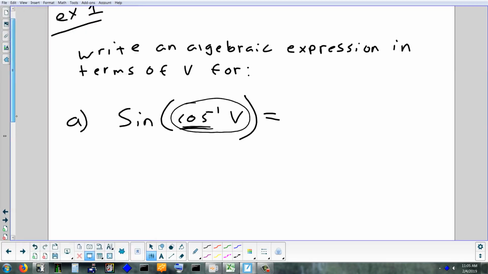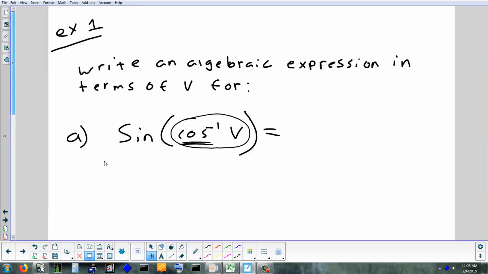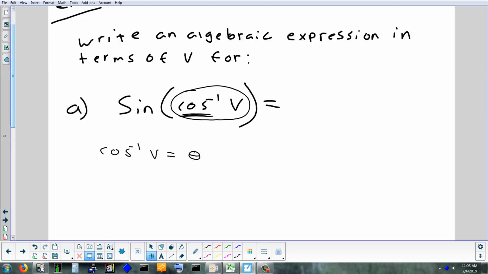So for now, I'm going to forget about the sine on the outside. I'm going to come back to it. I'm just going to work with the inside trig function. Now, I don't know what it's going to equal. I know it's inverse trig. I know it's an angle. I don't know what the angle is because I don't have a number to plug in for it. All I have is a v. So I'm just going to say that it equals theta. Theta is the generic variable we always use in trig to represent an angle.